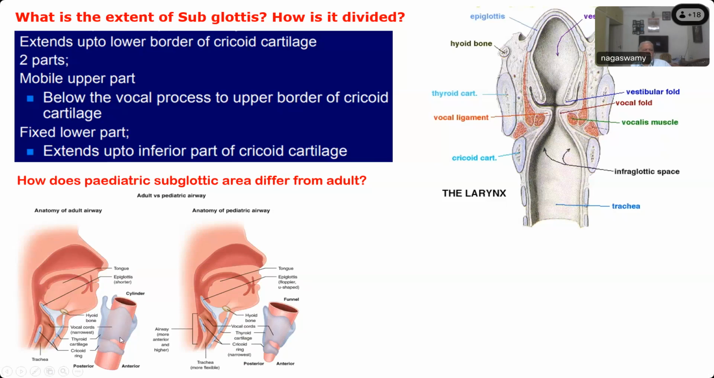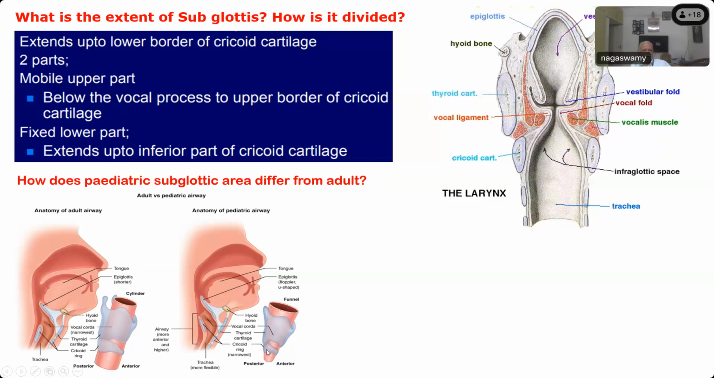This is the thyroid cartilage, this is the cricoid cartilage. From the inlet down to the subglottic area, it is of almost uniform size, cylindrical. Whereas in pediatric patients, the largest opening is at the glottic level, but the subglottic area becomes more conical, a converging thing. So it becomes like a funnel shape.